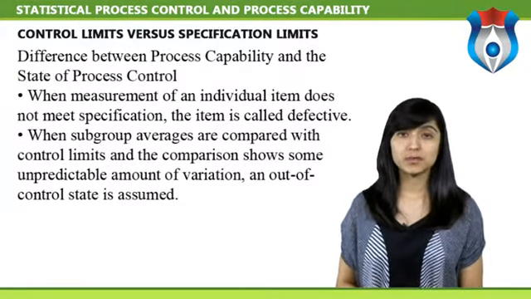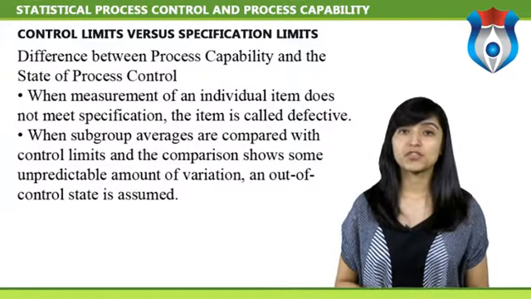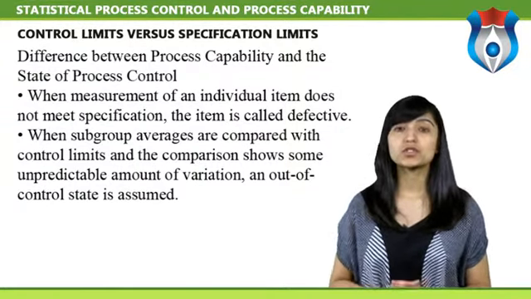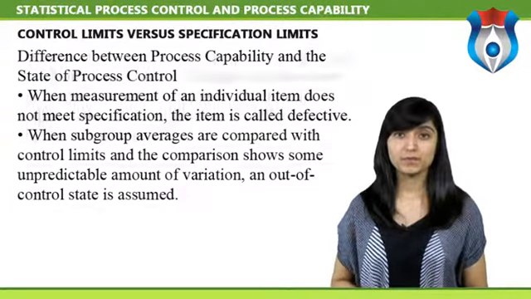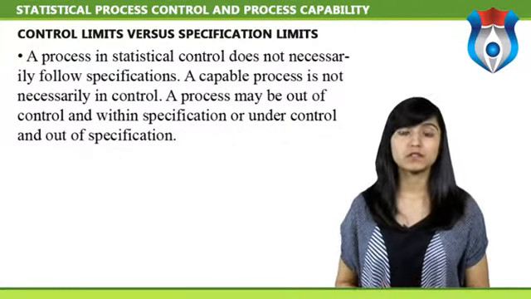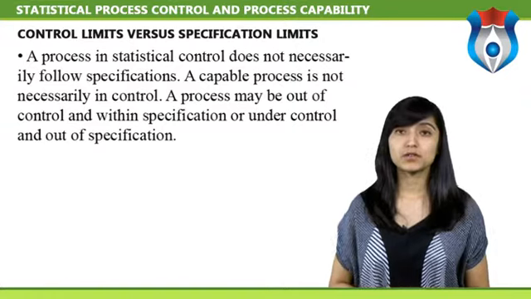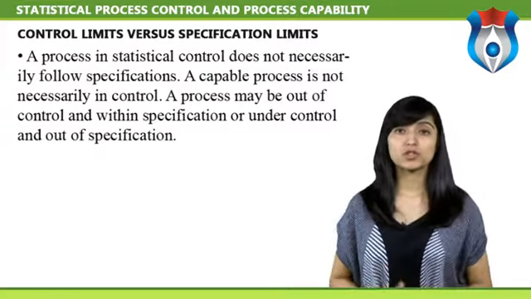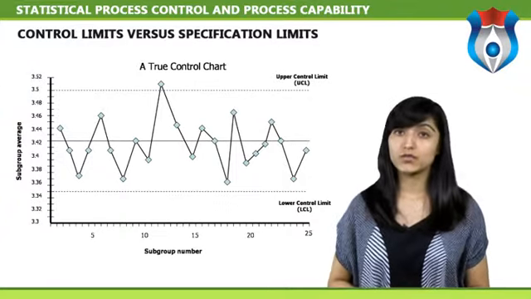Difference between process capability and the state of process control. When measurement of an individual item does not meet specification, the item is called defective. When subgroup averages are compared with control limits and the comparison shows some unpredictable amount of variation, an out of control state is assumed. A process in statistical control does not necessarily follow specifications. A capable process is not necessarily in control. A process may be out of control and within specification, or under control and out of specification. This is a crucial distinction that is frequently confused.